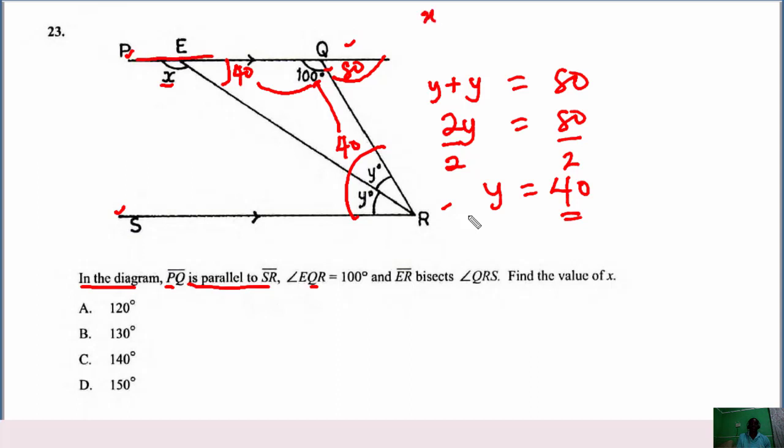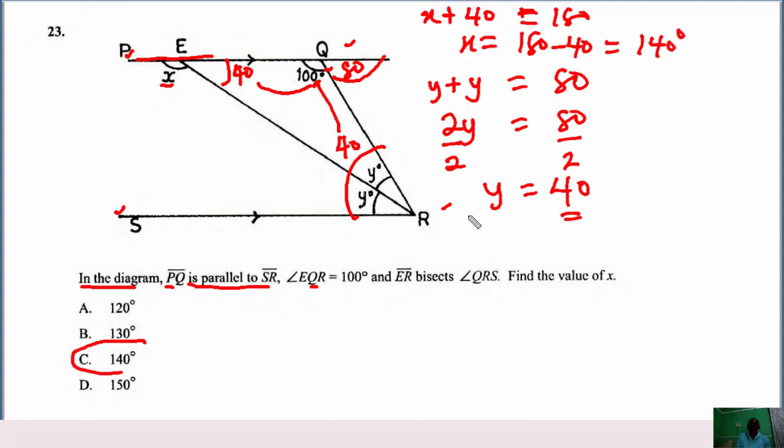And here will be angle on a straight line again. So it will be x plus 40 is equal to 180. So x is equal to 180 minus 40, and we get 140 degrees. Then see our answer sheet. Let's move on to question 24.